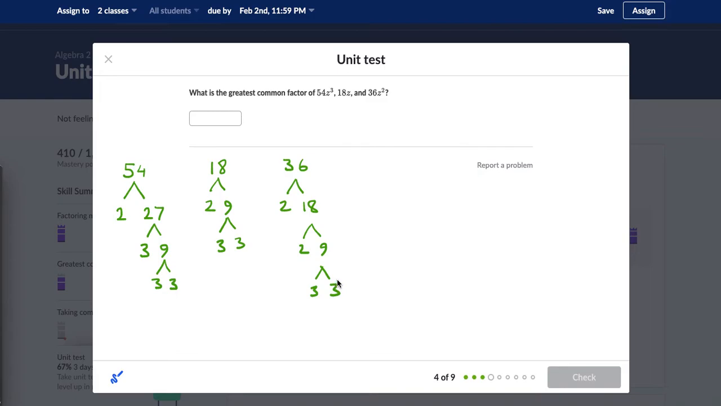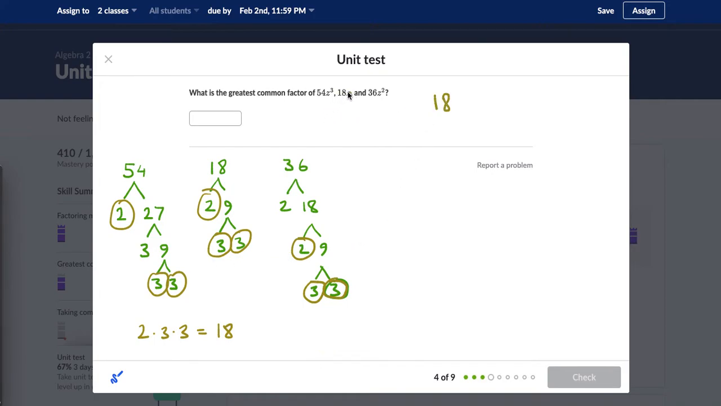Let's work our way backwards. So we've got 3. I'm going to change color here. We've got a 3 here. We've got a 3 and 3. We've got another 3, 3 and 3. And we've got a 2, 2 and 2 and nothing else. Right? So we've got 2 times 3 times 3, which is 18. So 18 is our common factor for the coefficients.